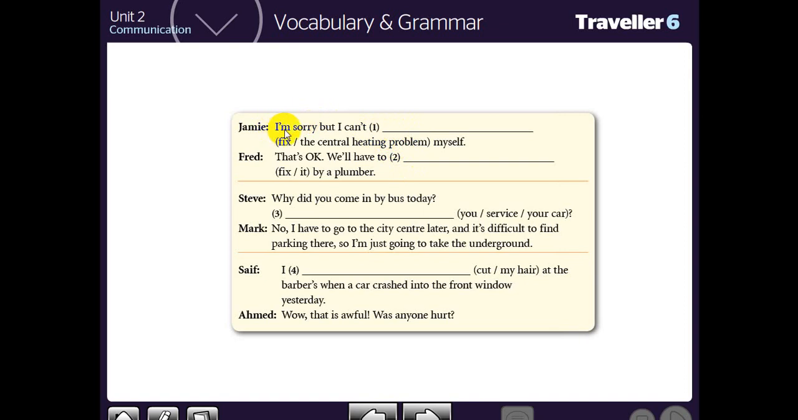Jeremy, I'm sorry, but I can't fix the central heating problem myself. Fred, that's okay.